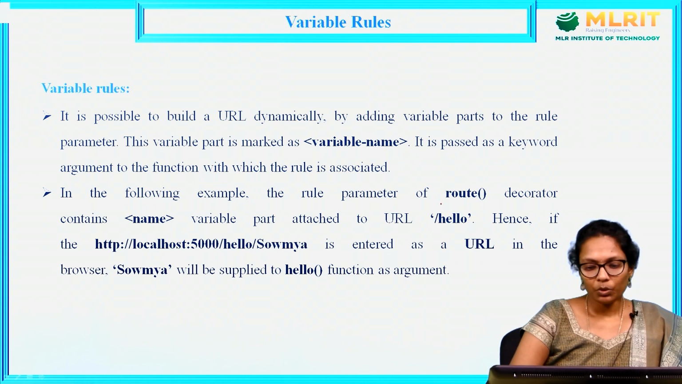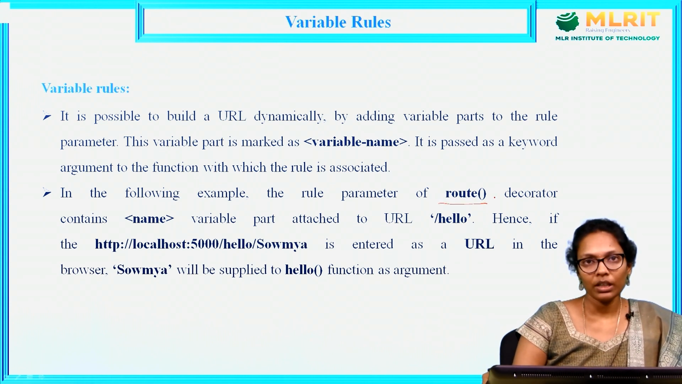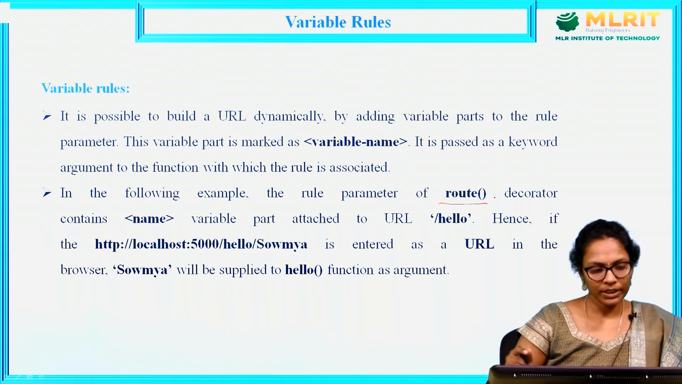We have a route method to build the URL. At the time of building the URL, you give the variable name and what type of variable it is, whether it is an integer, float, or string. We specify that in the route method itself.